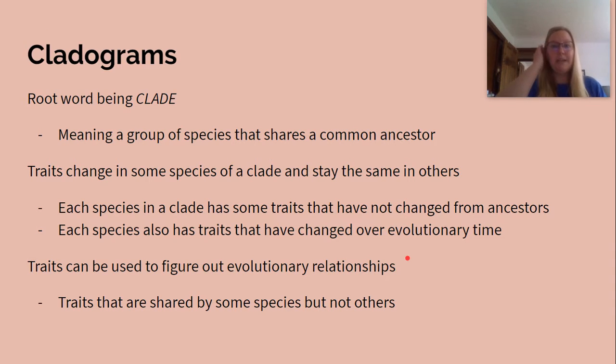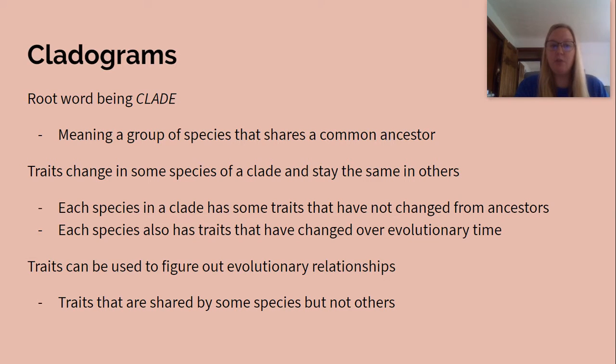So the root word being clade. Clade means a group of species that share a common ancestor. Traits in some of these species may stay the same and differ in others. Each species in a clade has some traits that have not changed from their ancestor, while each species also has traits that have changed over evolutionary time.